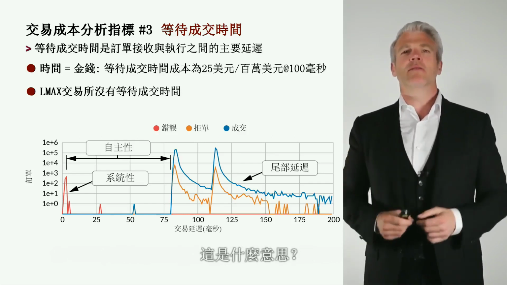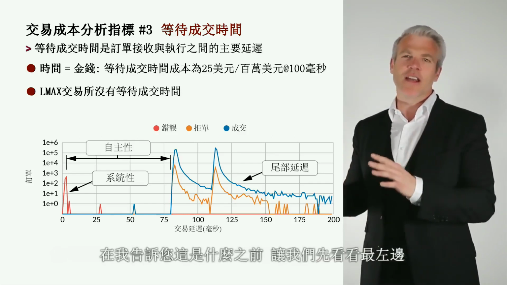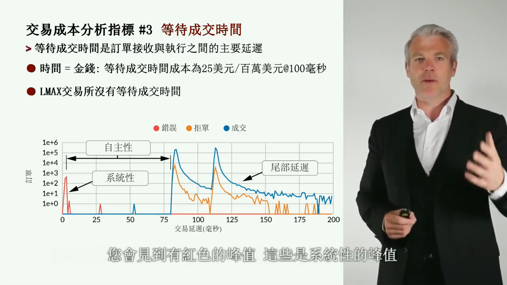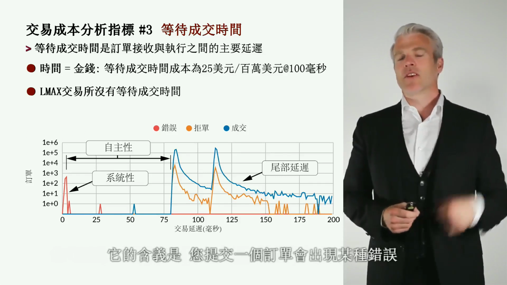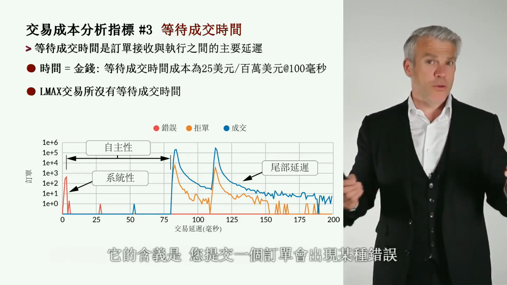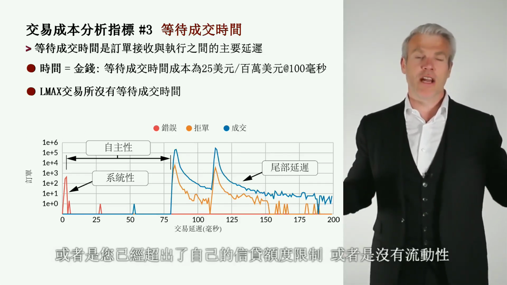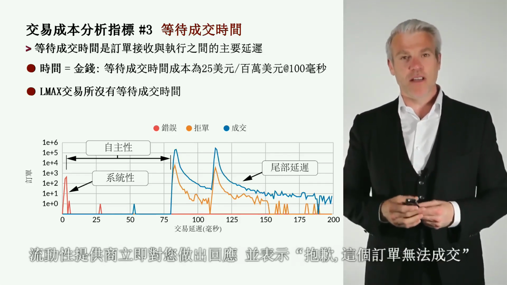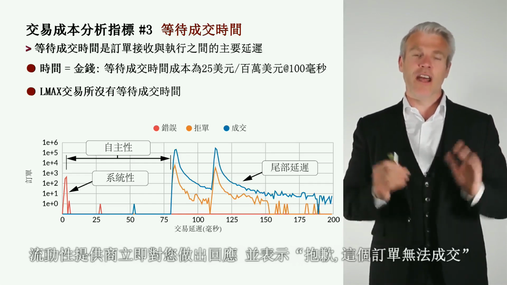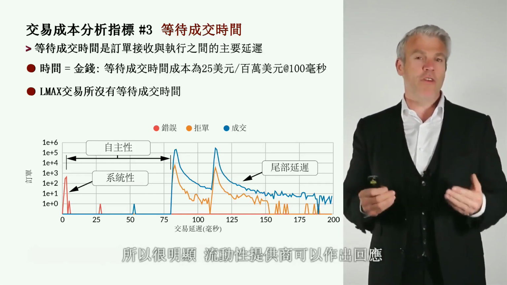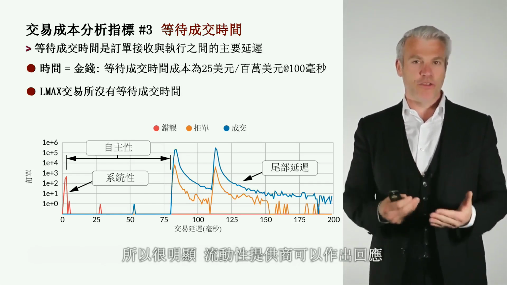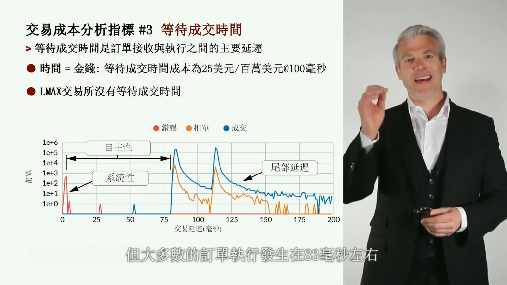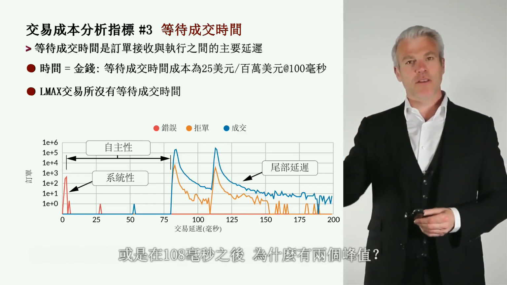What's that all about? Well, before I tell you what that is, let's look on the left-hand side. You'll see these red peaks, which are systematic peaks. What that means is you send an order in, there'll be an error of some sort, so probably you've exceeded your credit line or there's no liquidity. The liquidity provider responds to you immediately and says, sorry, can't help you with this order. So it's obvious that the liquidity provider can respond to you. But most of the orders filled happen around 83 milliseconds, or later 108 milliseconds.